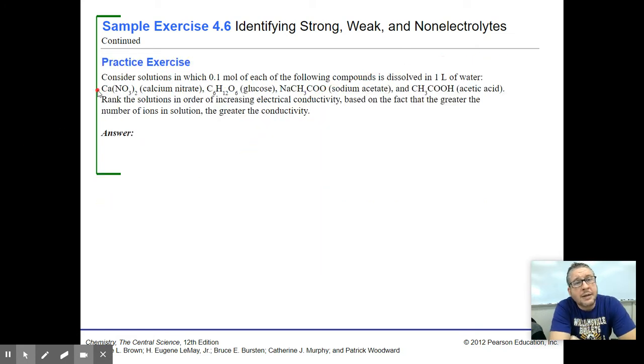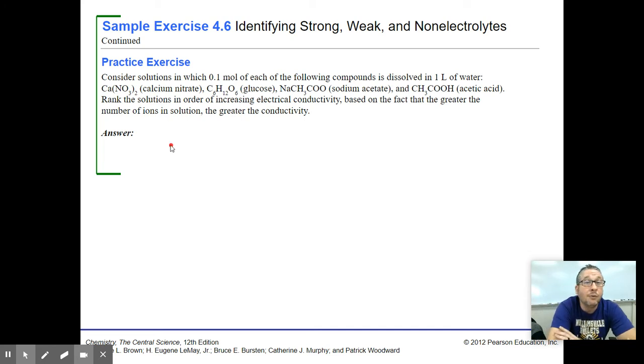Next, for our practice exercise, we are to consider solutions in which 0.1 mole of each of the following compounds is dissolved in 1 liter of water. So we have identical concentration, which we're going to talk about later in this chapter, of each compound in water. We've got calcium nitrate, glucose, sodium acetate, and acetic acid. We are to rank these solutions in order of increasing electrical conductivity, based on the fact that the greater the number of ions in a solution, the greater the conductivity.